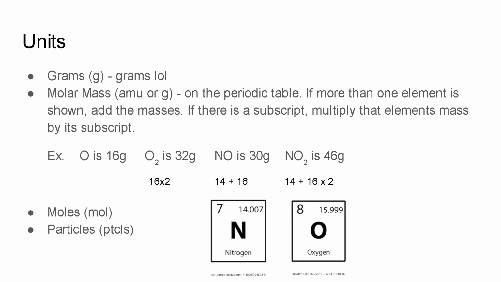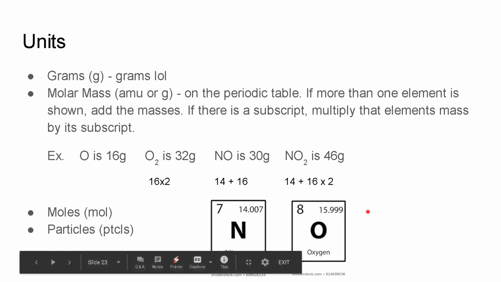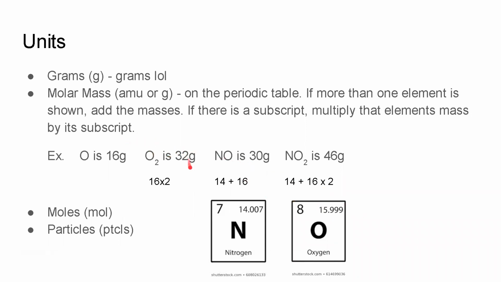If there's a subscript, multiply the element's mass by its subscript. For example, O is just 16 because that's what it says here. O2 is 32 because there's a subscript, so you do 16 times 2, and that's how you get 32. NO is 30 because nitrogen is 14, oxygen is 16. 14 plus 16 is 30.